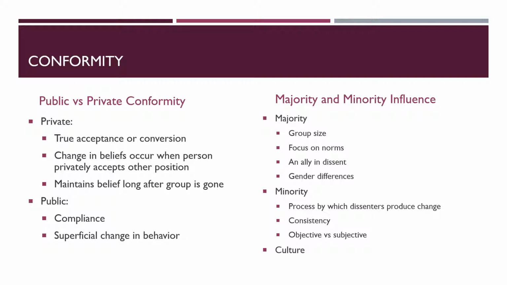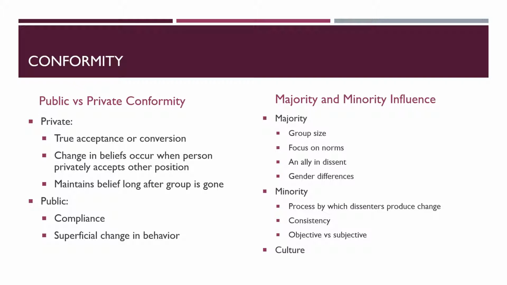Talking about majority and minority influences. Majority influence is going to depend on group size, focus on norms, an ally in dissent, and then there's a difference in gender as well. Group size does have an impact on conformity, but only up until a certain point. When there is a group of 3 or 4 people and one person who has a differing belief, there is going to be a push towards conformity, but after 3 or 4 people, the difference in the numbers is going to be negligible. People are also going to conform more when there's a focus on that norm. When they're thinking about that social norm or that social opinion, they're going to be more likely to conform.